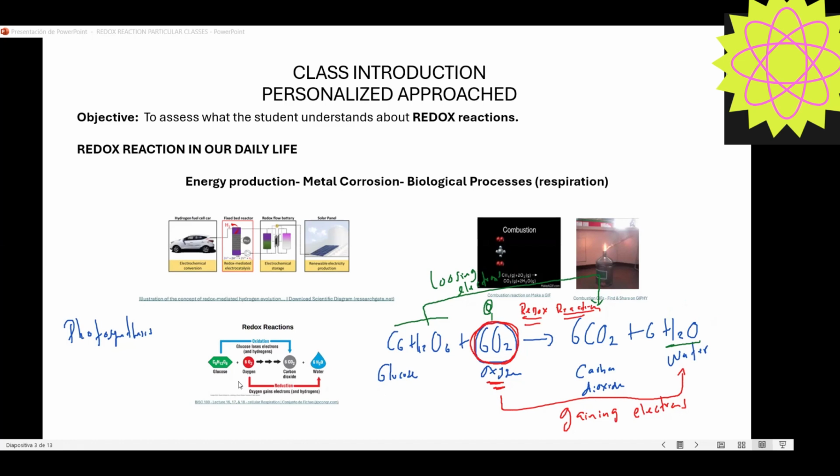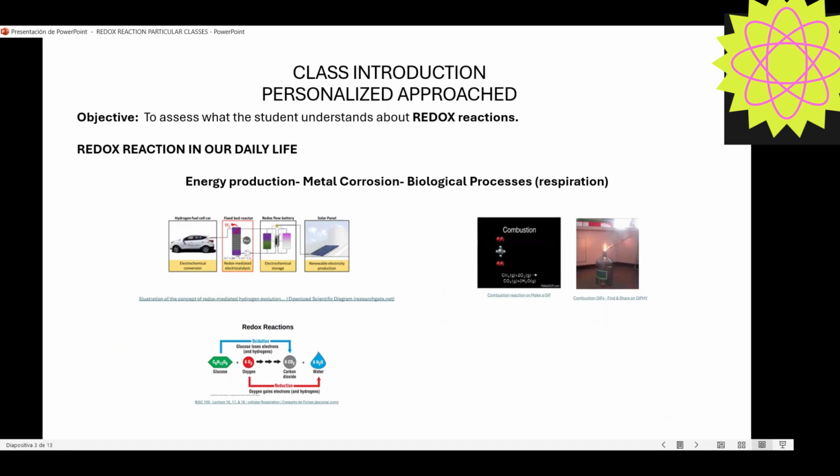In this case, for example, the glucose is going to be losing electrons, right? And as it loses electrons and hydrogens, it will be oxidized. Let me give you an example about this. Let me exemplify this case, right? So redox means reduction and oxidation. Let's go to the next slide.